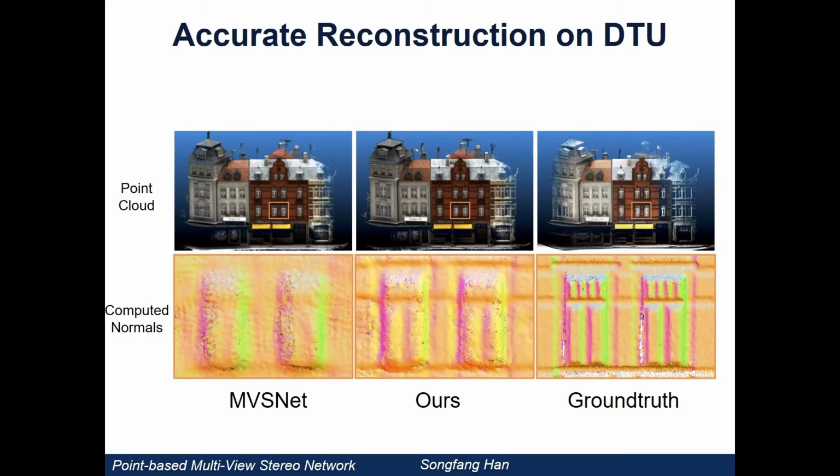This figure shows a qualitative comparison with MVSNet. The second row is the colored point normals zoomed in on the window area. As shown in this figure, our method can reconstruct more geometry details than the state-of-the-art.